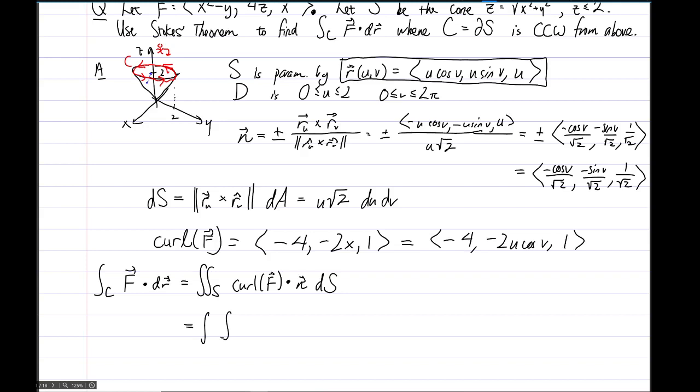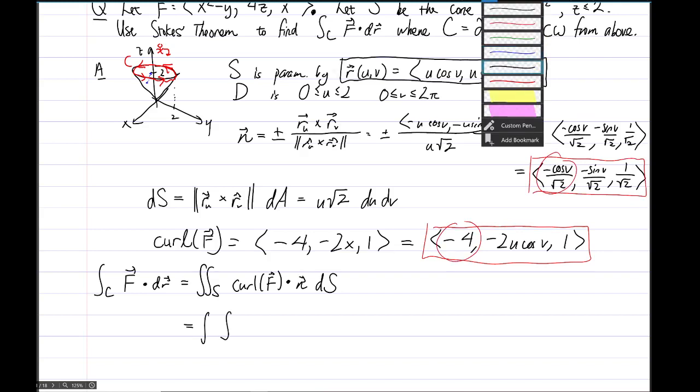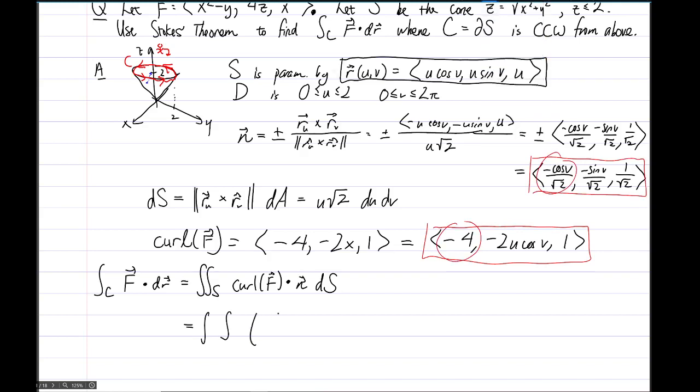n. So if we take this vector field and dot it with this, we'll have this times that, for example. So negative times negative, so positive: 4 cosine of v over root 2, and then negative times negative, so that'll be positive as well, so plus 2u cosine of v sine of v over root 2, and then finally 1 times 1 over root 2 as the last part of our dot product, so plus 1 over root 2.